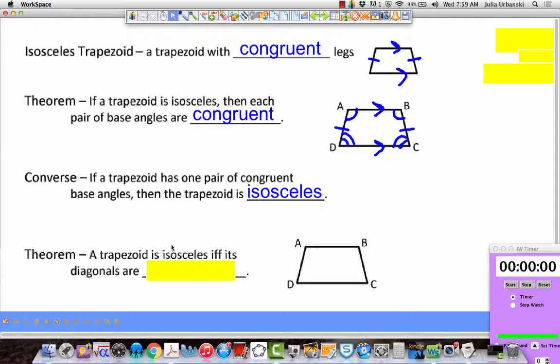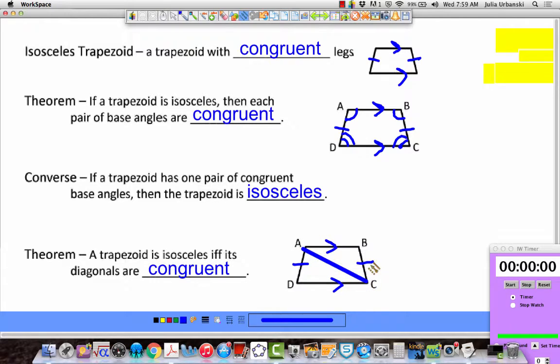Theorem. A trapezoid is isosceles if its diagonals are congruent. Now, I know you recognize that. Other places have diagonals that are congruent. But since this isn't a part of the parallelogram family, it's listed separately. If a trapezoid has congruent sides and the bases are parallel, only in isosceles trapezoids, you're allowed to say that the two diagonals, AC and BD, are equal to each other.